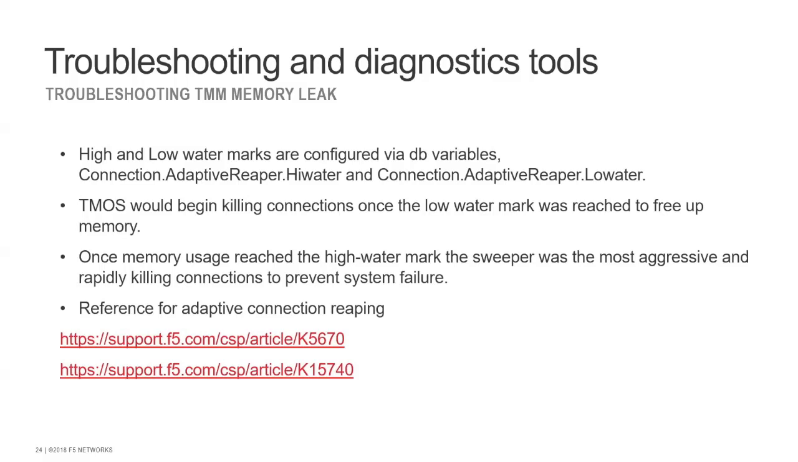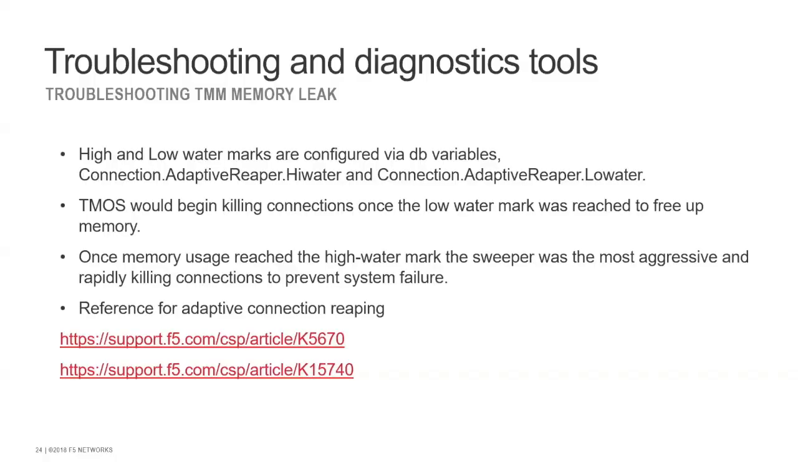The aggression level is determined by the distance traveled between high and low watermarks. At or above the high watermark, the aggression level reaches 100%. Below the low watermark, the aggression level is 0%. And halfway between the high and low watermarks, the aggression level is 50%. So these are the DB variables that you can see at the top of the slide that control the level of the watermarks, the high and low watermarks.